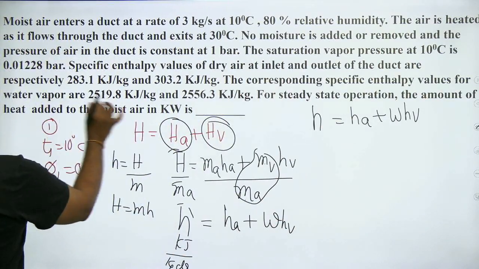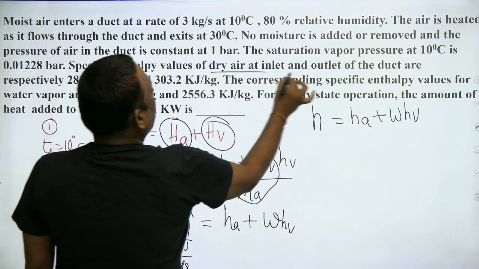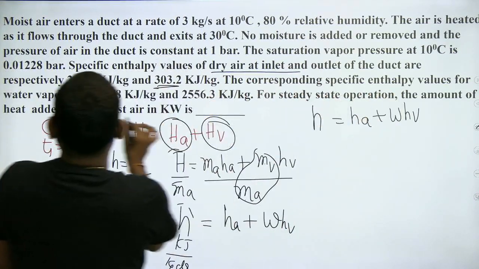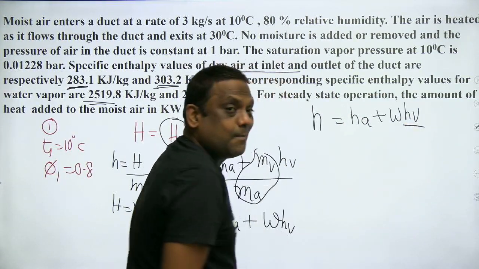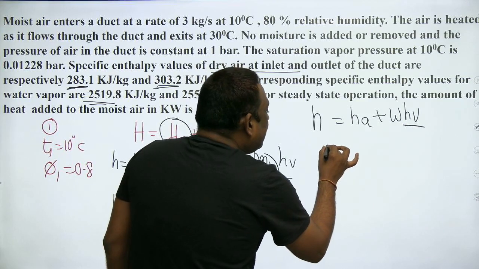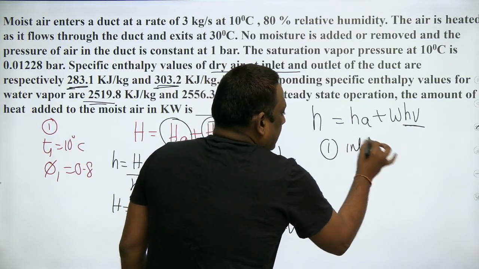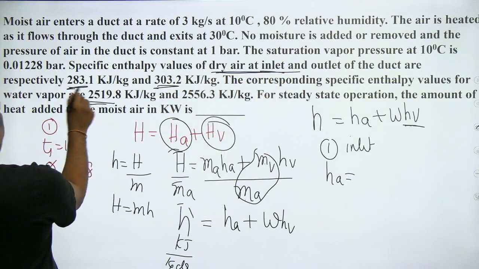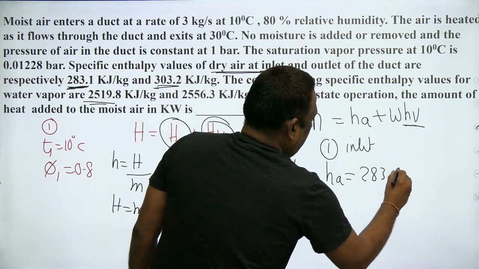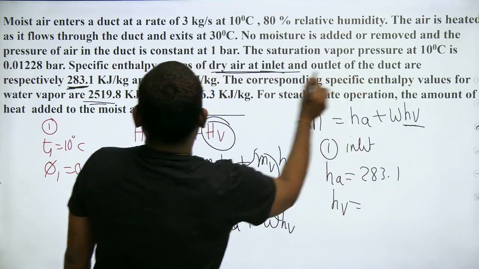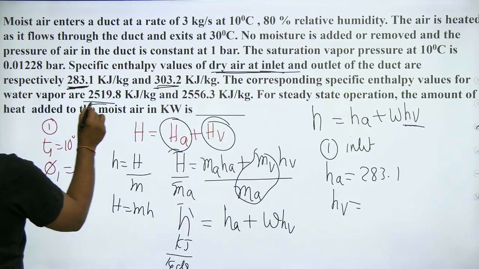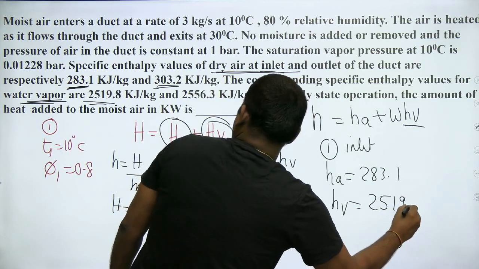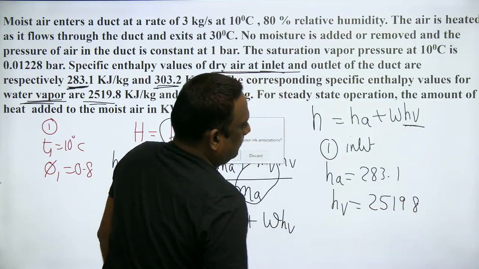So here, dekhna. The enthalpy of dry air is given at inlet and outlet, and the enthalpy of vapor is given. But if you want the total enthalpy, dekho, at the inlet, the enthalpy of dry air at inlet is 283.1. At the inlet, the corresponding enthalpy value of vapor is 2519.8. Please note down 2519.8.